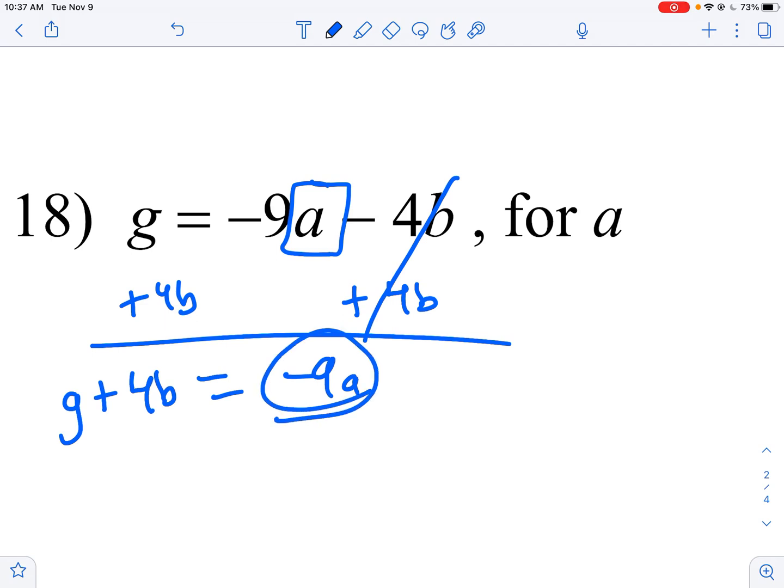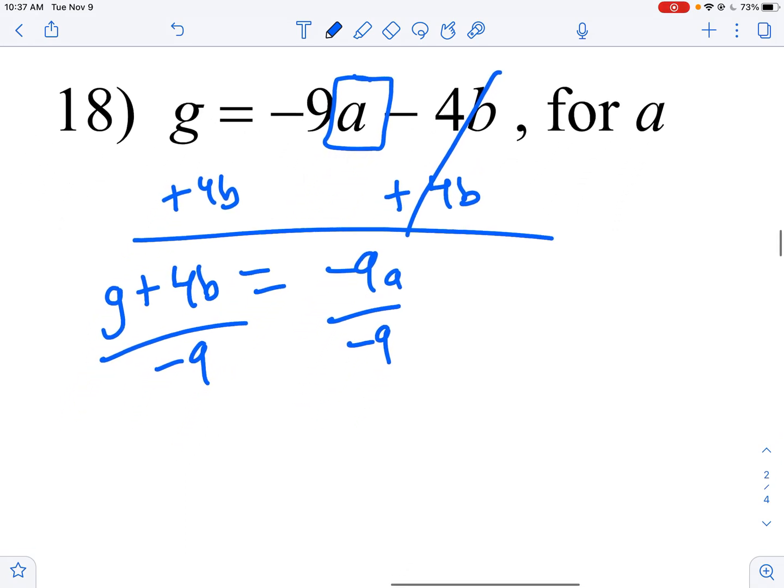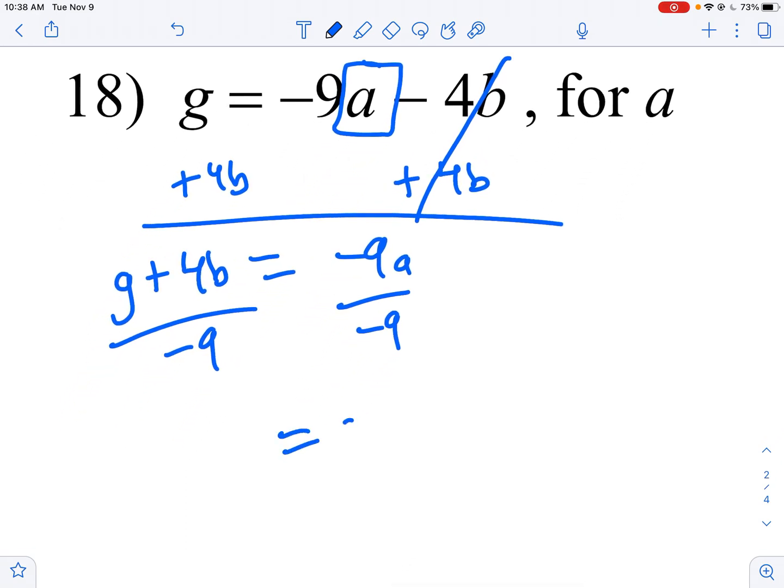Now we need to get rid of this -9 hanging out in front. How do you do that? Hopefully you thought of divide by it. And that's all you have to do. Anytime you've got a number in front of a variable, you want it to go away, you divide by it.